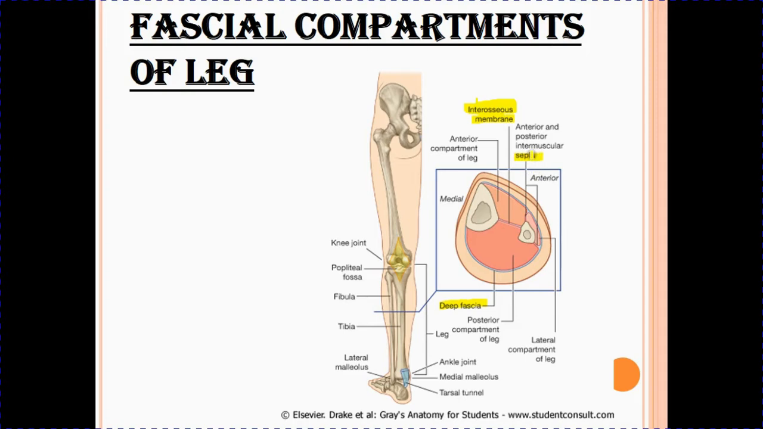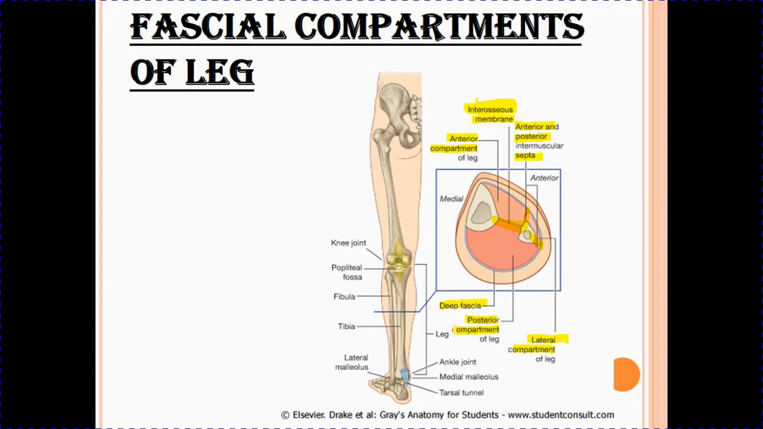We have two septas in the leg region, anterior and posterior intermuscular septas. So we have anterior and posterior intermuscular septas and the interosseous membrane. They are creating compartments. So in the leg there are three compartments: anterior compartment of the leg, lateral compartment of the leg, and the posterior compartment of the leg.